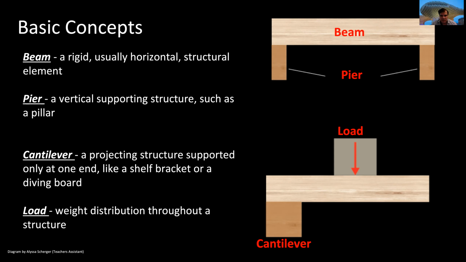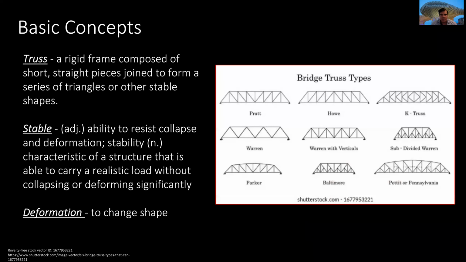A cantilever is when the structure is projected, as you can see here, and only supported at one end, and the load is the weight distribution through that structure. Also, among the bridges, we have a type of bridge that is truss bridges, and the truss is a rigid frame that we will study later on, that is composed of short straight pieces joined to form triangles, or any other shape that is stable like triangles.